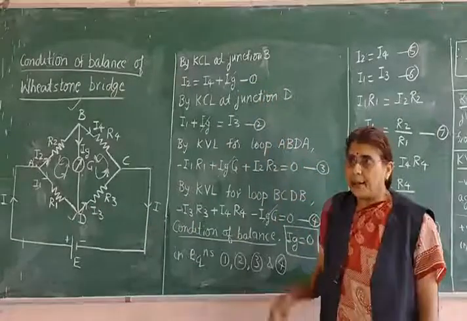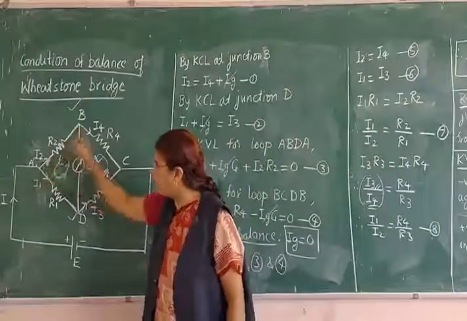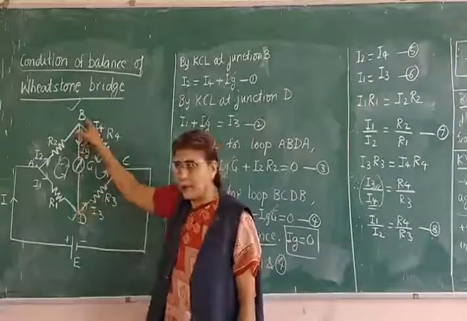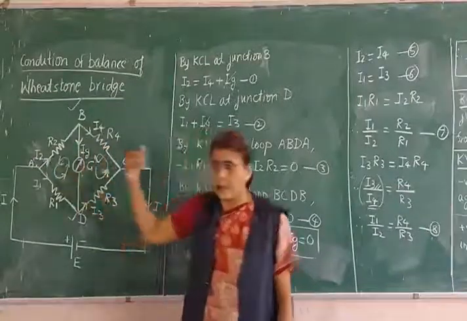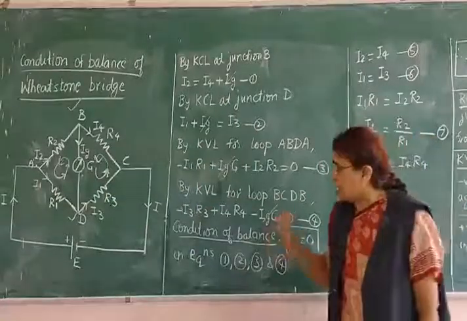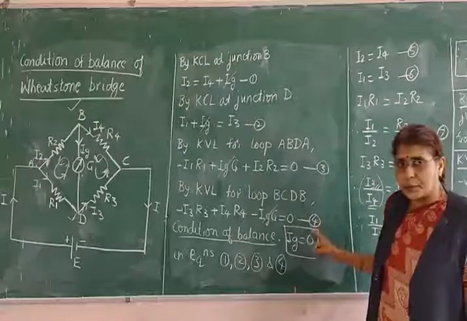Next, I will apply KVL for two loops. What are the two loops? A, B, D, A is one loop. Another is B, C, D, B. So I apply it for the two loops. You can traverse in either clockwise or anti-clockwise direction. Apply the sign convention. You get two more equations, which are 3 and 4.